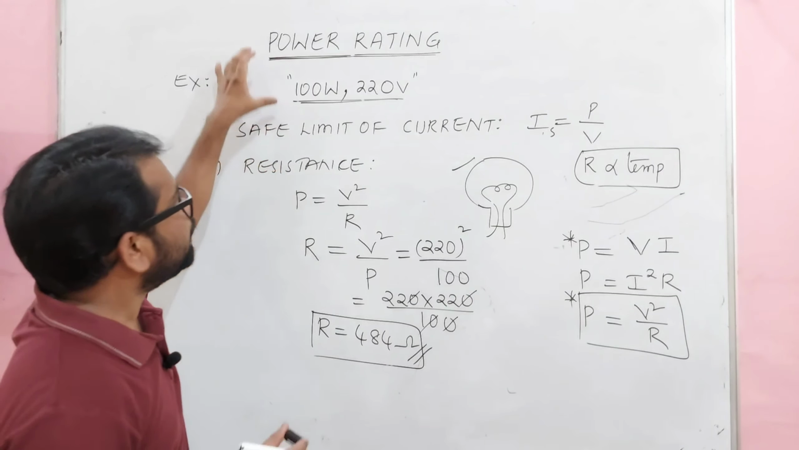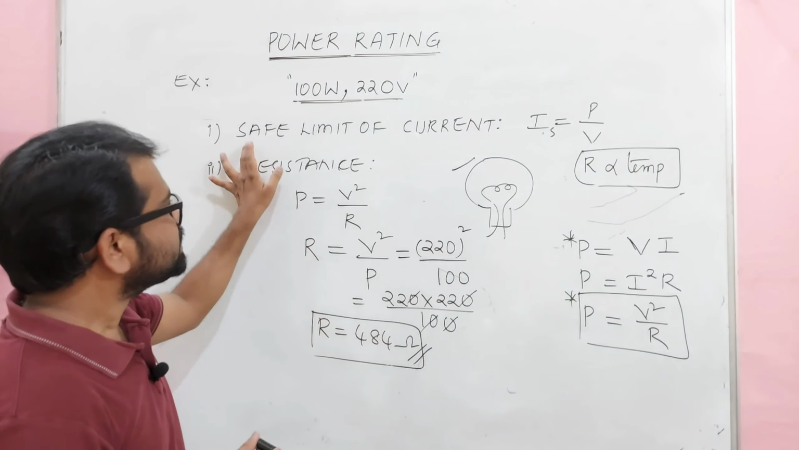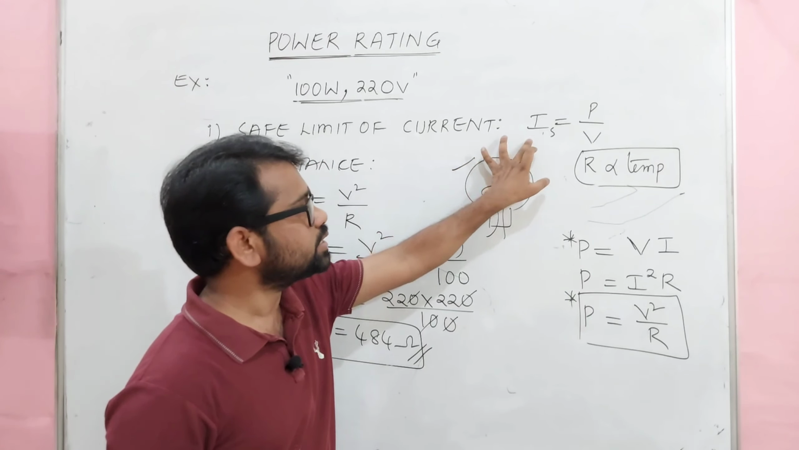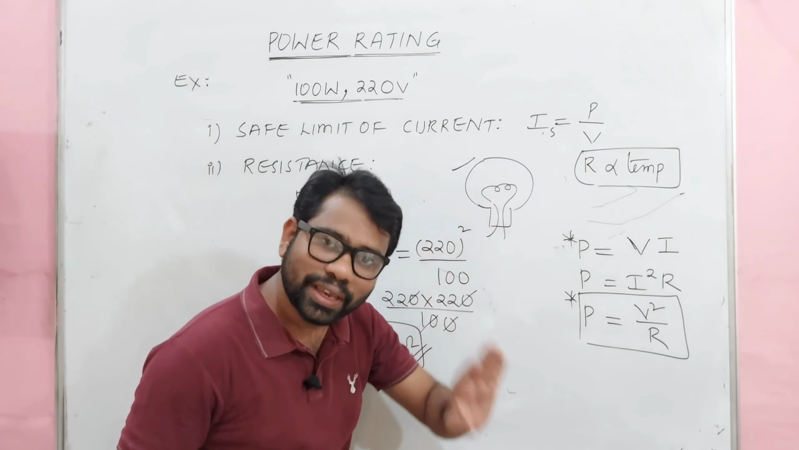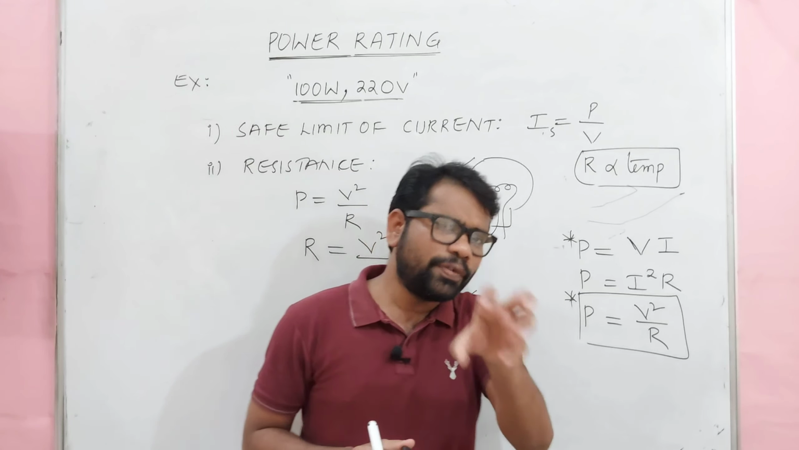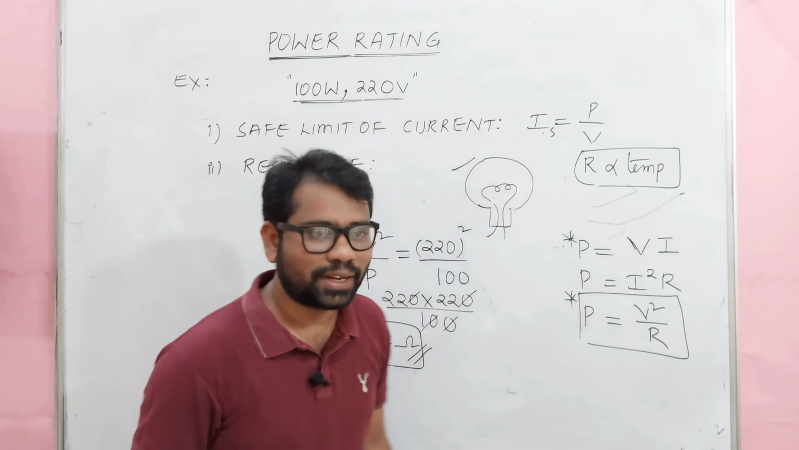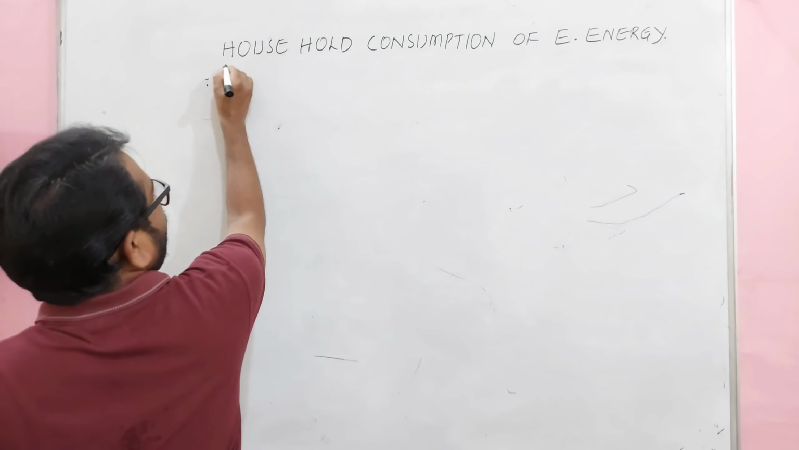Okay children, fine. So these are the 2 points. I repeat once. By knowing the power rating, we can calculate the safe limit of current, that is Is is equal to P by V, and also we can calculate the resistance of that particular filament which is there in the electric appliance when it is being operated. Okay children, just copy it.